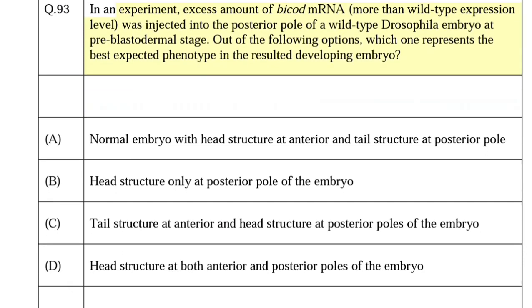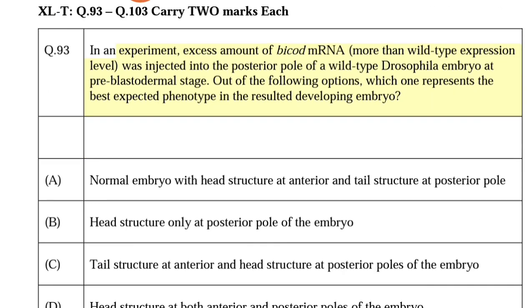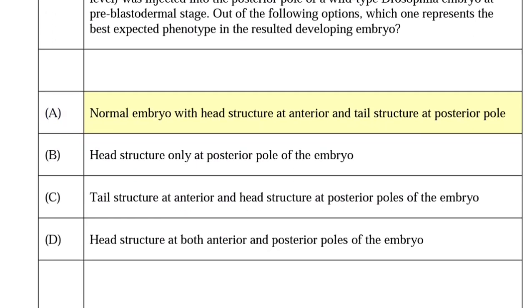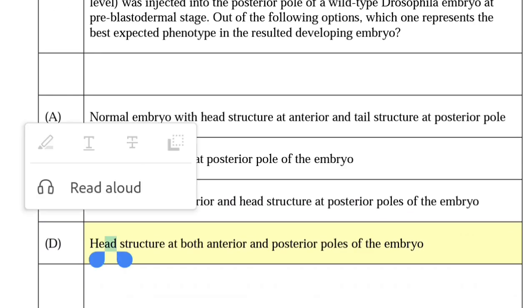Experiment: excess amount of bicoid mRNA, more than wild-type expression level, was injected into the posterior pole of a wild-type Drosophila embryo at pre-blastodermal stage. Out of the following options, which one represents the best expected phenotype in the resulting developing embryo? A. Normal embryo with head structure at anterior and tail structure at posterior pole. B. Head structure only at posterior pole of the embryo. C. Tail structure at anterior and head structure at posterior poles of the embryo. D. Head structure at both anterior and posterior poles of the embryo.